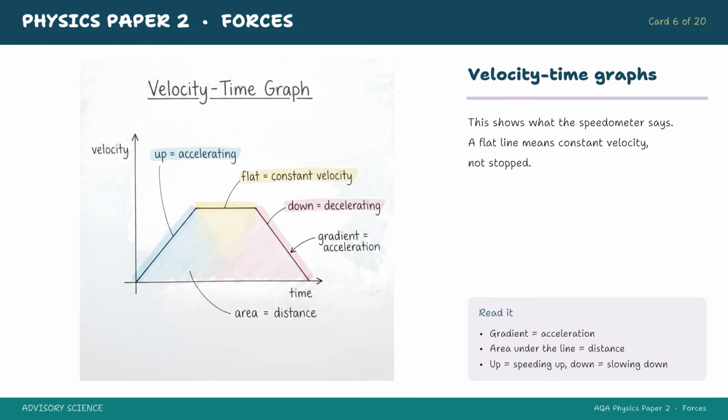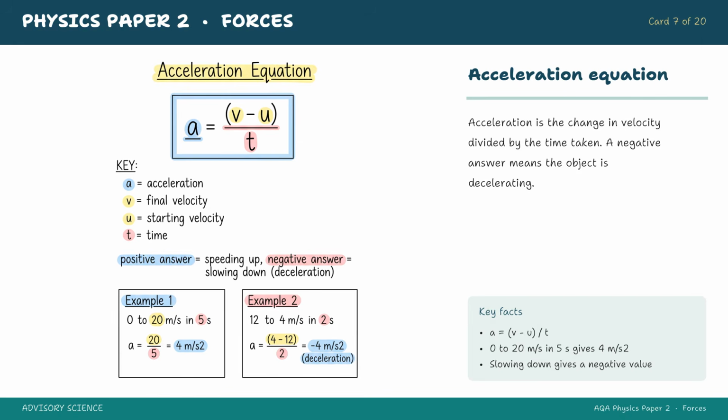For foundation tier, there's an equation you need for acceleration. Acceleration equals the change in velocity divided by the time taken. Here, u is the initial velocity, v is the final velocity, and t is the time taken. This equation tells you how quickly an object's velocity changes.